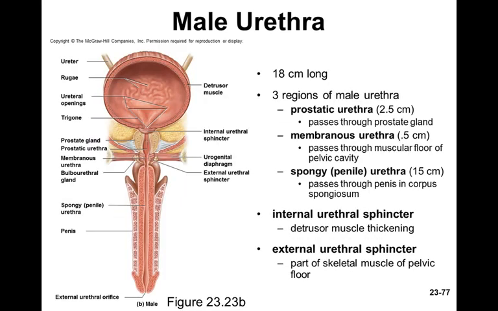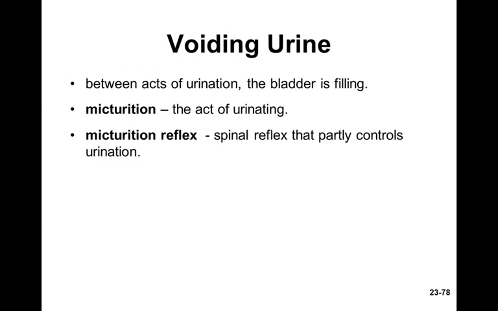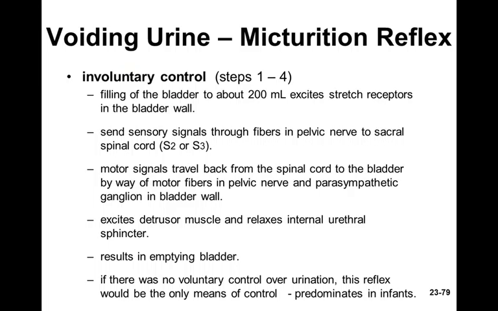The male urethra also has an internal and an external urethral sphincter. It also has three regions. It shows you the prostatic, the membranous, and the spongy urethra. Voiding urine, between acts of urination, the bladder fills. Micturition is the act of urinating, and there is a reflex that partly controls that.